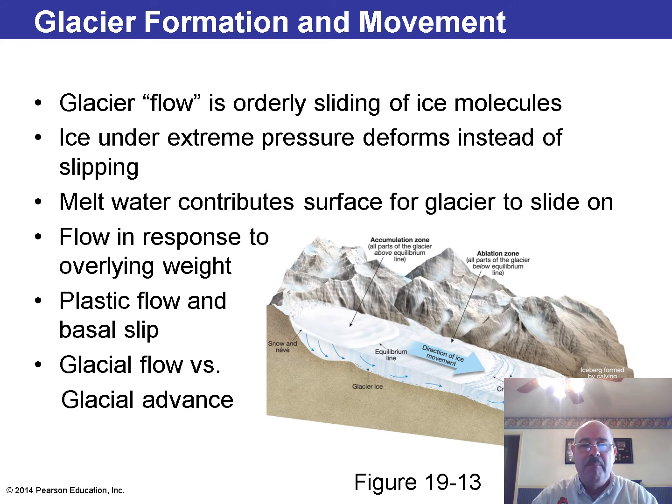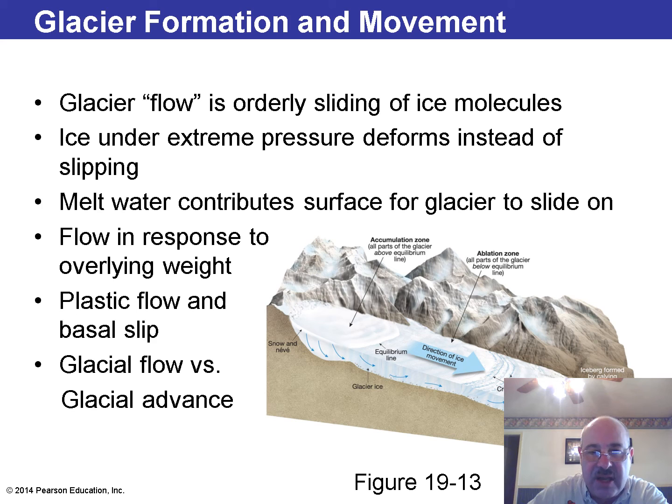All right, here we go. Meltwater contributes to a surface for the glacier to slide on. Basal slip: it's the meltwater underneath that's allowing that to move. So we have plastic flow, which is the ice moving, and then you have the basal slip, which is the meltwater helping it move. So there are two different movements. The glacier can move on its own because it's growing, or it can move because there's meltwater underneath and it's sliding on that meltwater.